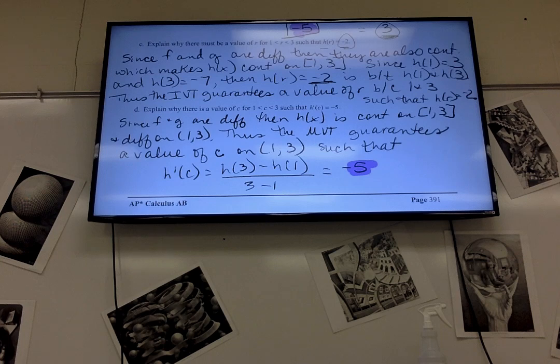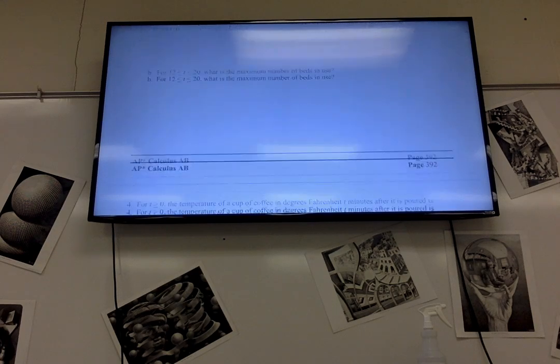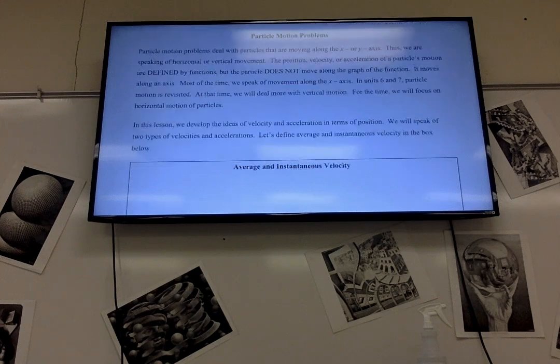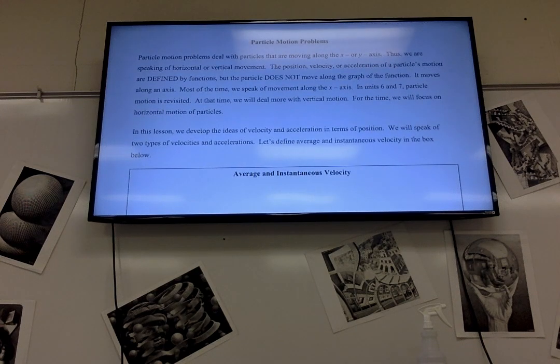Now we're going to move on to particle motion. We're going to be on page 405. Okay, particle motion problems, they're physics problems. They move along the x-axis, and they also move along the y-axis.